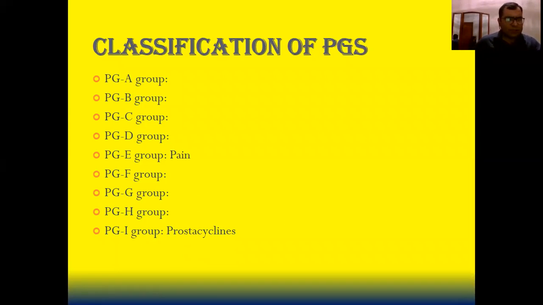All of these groups are further divided into subgroups, and they have their own effects. In the subgroups, they may have alpha and beta. So whenever you see alpha with these groups, they cause bronchoconstriction and vasodilatation. Prostaglandin I group, which is also called prostacyclin, has an inhibitory effect on platelet aggregation.